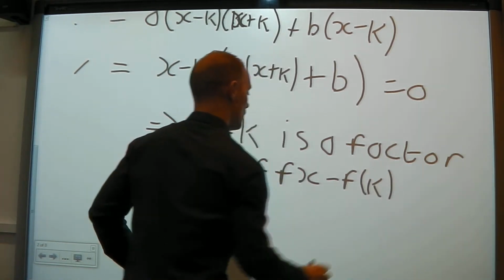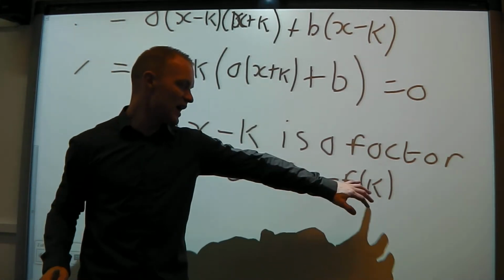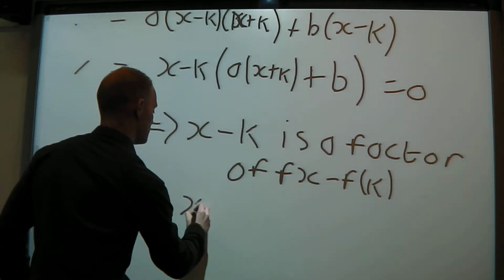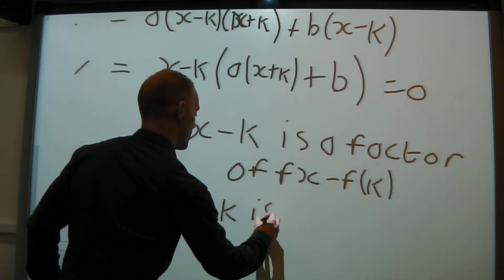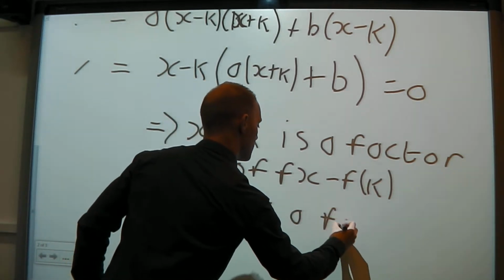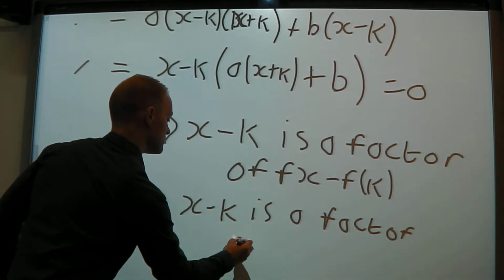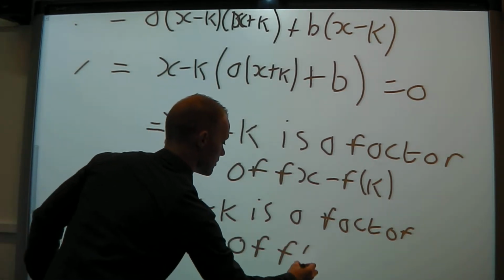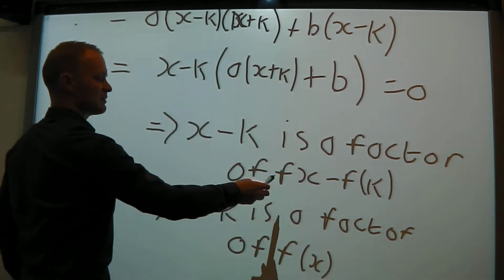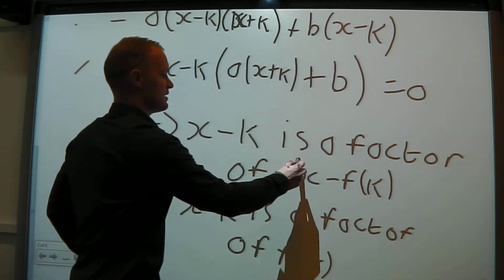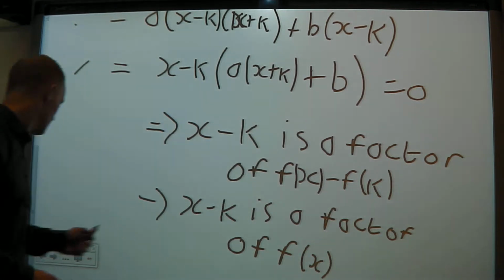We're told at the very start that f of k is equal to 0, so that implies that x minus k is a factor of f of x. Because we've proven that it's a factor of f of x minus f of k, and then we've proven that f of k is equal to 0, so that proves that it is a factor of f of x.